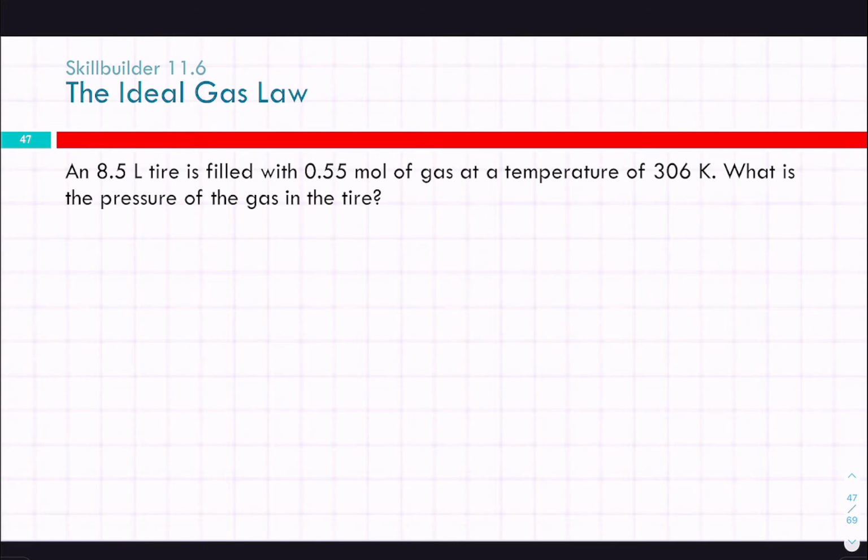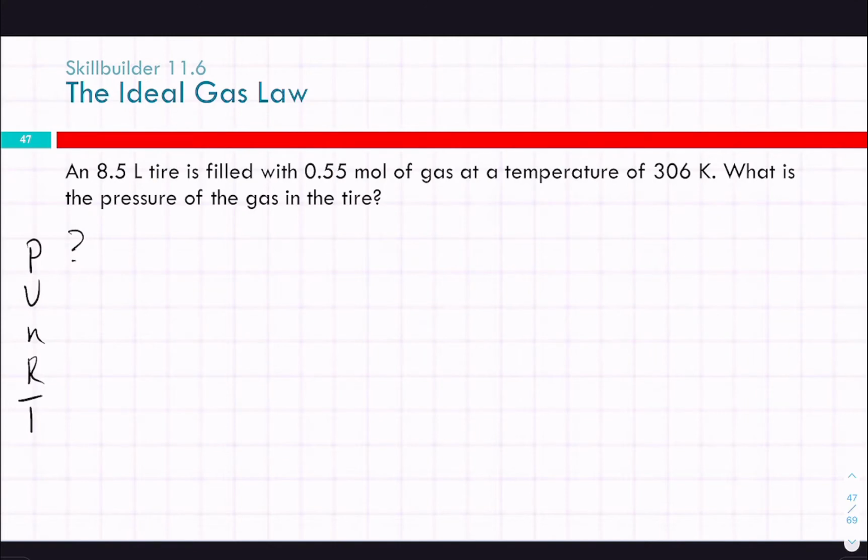What do we have in this one? We want to know the pressure. So we have the volume, we have the number of moles, and we have temperature. So we just need to plug those into the equation. Also need to correctly identify the variables. So what's our pressure? It's unknown.